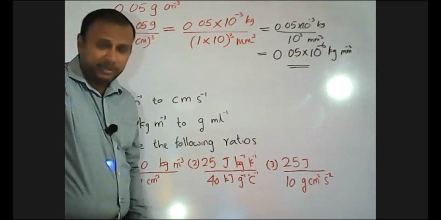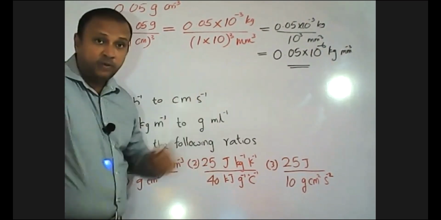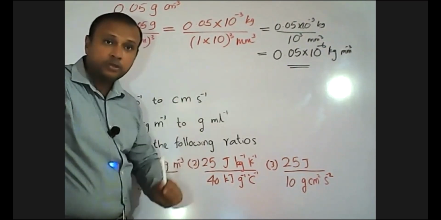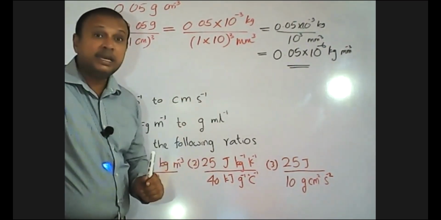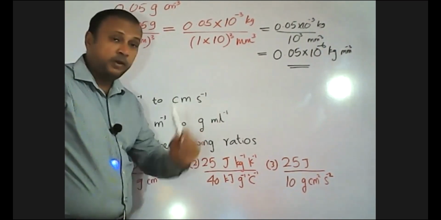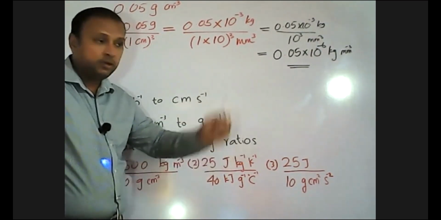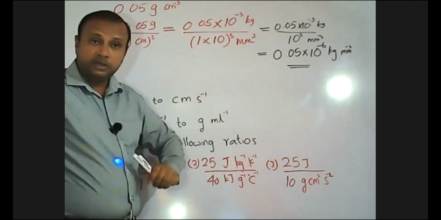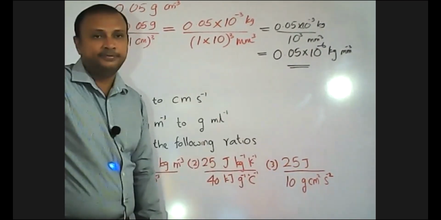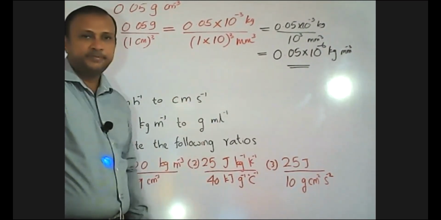Every time, when you are converting one unit into another, you have to determine what is the largest scale and what is the smallest scale. If you want to convert from a larger scale to a smaller scale, you have to multiply. If you want to convert a small scale into a larger scale, you have to divide it by the ratio between the two scales. That is the thing. Okay.